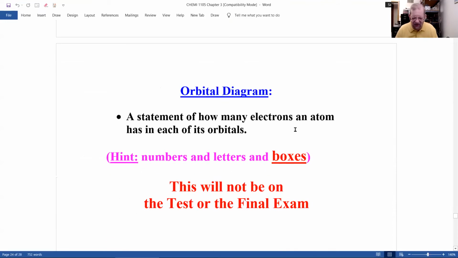Now, there's something called an orbital diagram. I'm going to do something interesting right now.